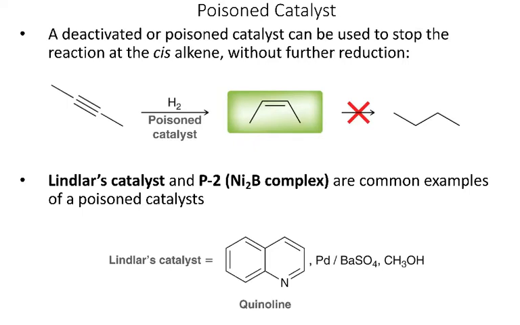Now, if we just use hydrogen with a metal catalyst, we'll go directly from the alkyne to the alkane. But if we want to stop and just form the alkene, we can use what's called a poison catalyst. Two examples of poison catalysts are Lindlar's catalyst and P2, which is a nickel-boron complex. And you don't need to memorize what Lindlar's catalyst is, but these are the reagents that we would use for Lindlar's catalyst. And so that stops the hydrogenation at the cis alkene.